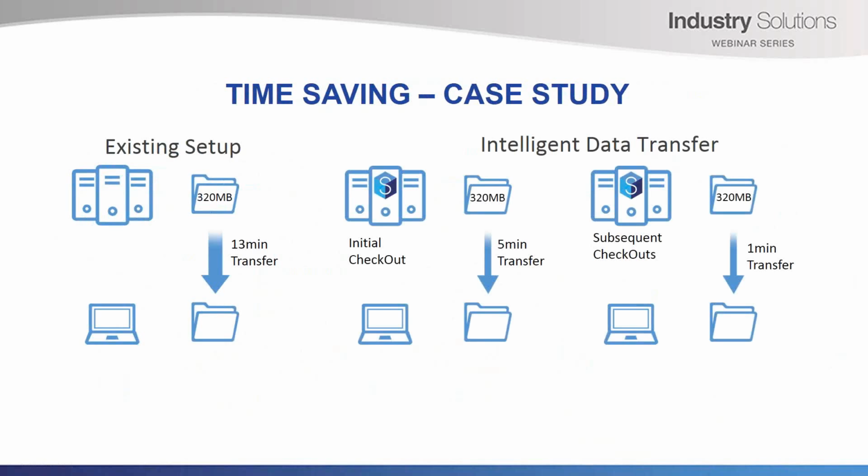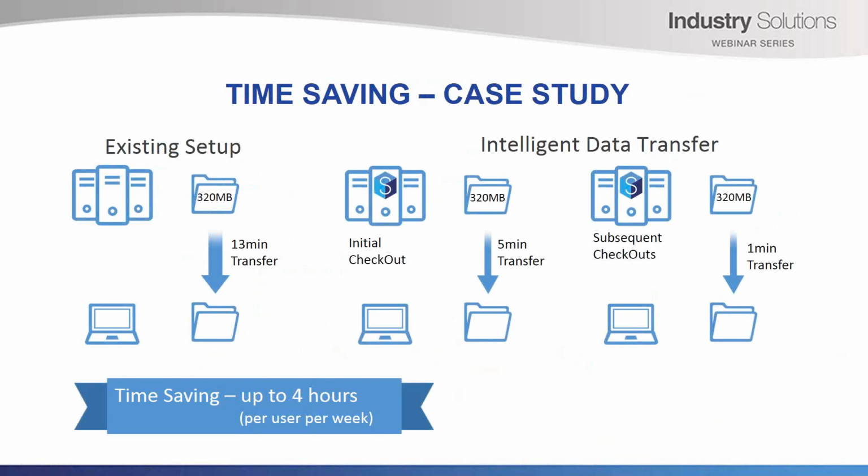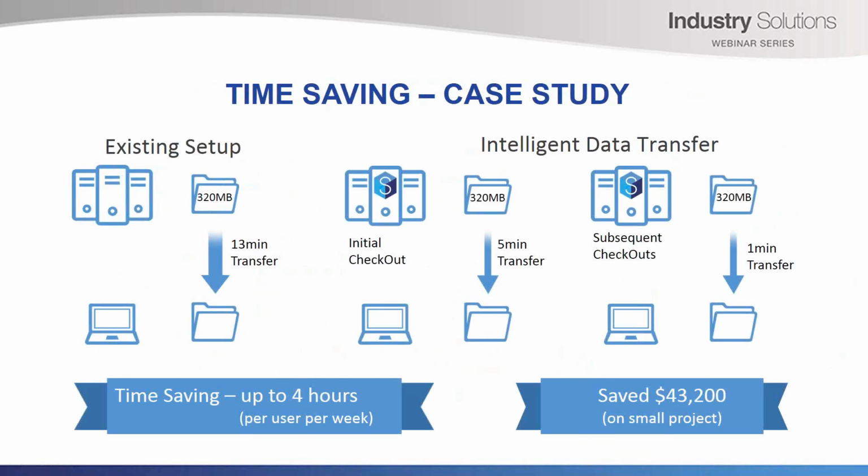And on subsequent checkouts, it only took them 1 minute to transfer the data, which is again another huge reduction in waiting time. They actually worked out it was saving them up to 4 hours per user per week. And on a small project of about 6 users, which went for about 12 weeks, with their charge out rate at $150 per hour, they actually managed to save about $43,000 for that small project, which is a fairly significant saving.